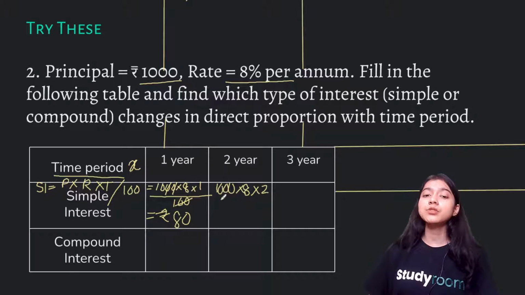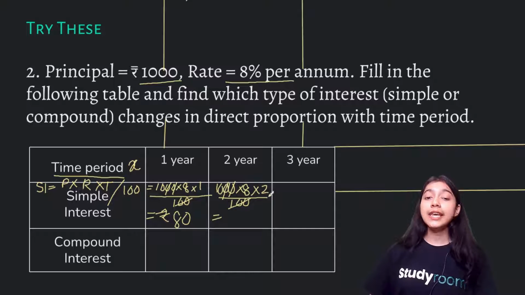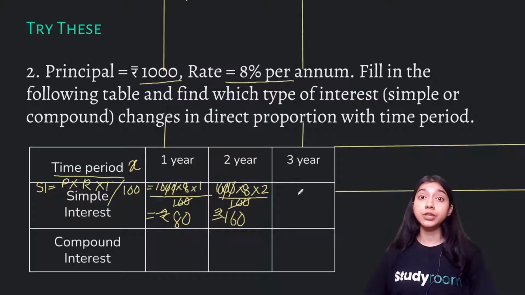Time period becomes 2 and then whole divided by 100. So this 100 gets cancelled with 2 zeros and we are left with 8 multiplied with 2, 16. 16 multiplied with 10 gives us 160 rupees. Now we have to calculate simple interest for the third year as well.